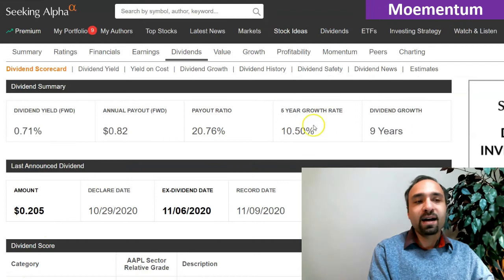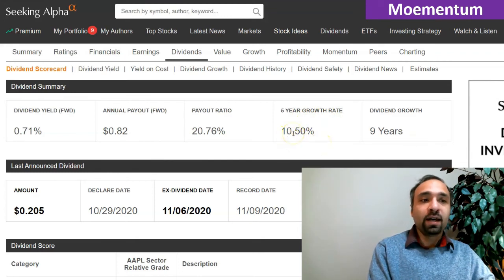You can see some details how Apple has grown its dividend over the past 5 years, on average 10.5% per year, and the dividend growth, they have increased their dividend over the past 9 years.